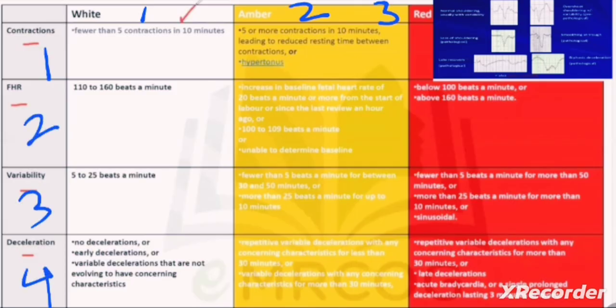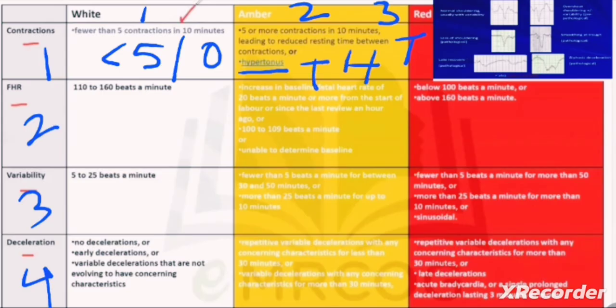If there are less than 5 contractions in 10 minutes, we categorize it as an absolutely normal pattern. If there are five or more contractions in 10 minutes, it is called tachysystole. If there is prolonged tone, more tone, we call it hypertonicity. And if there is abnormality of the fetal heart with excessive uterine activity, we call it hyperstimulation. If there are these three, then we categorize it as amber.